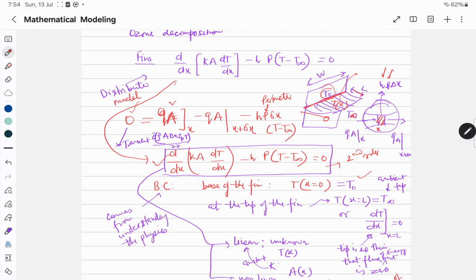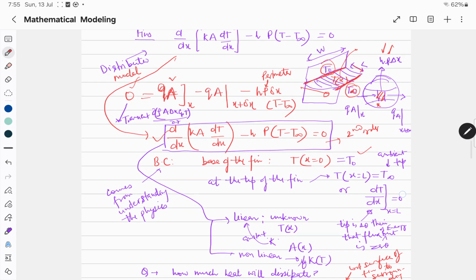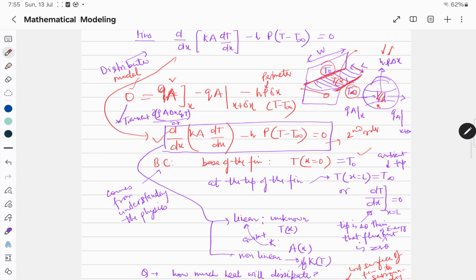At the tip of the fin there could be two types of boundary condition. At x equal to L, T is equal to T infinity, means the tip temperature of the fin could be equal to the ambient temperature T infinity, or the tip could be so thin that the flux of energy going out from the tip is 0. So dT over dx at x equal to L is 0.